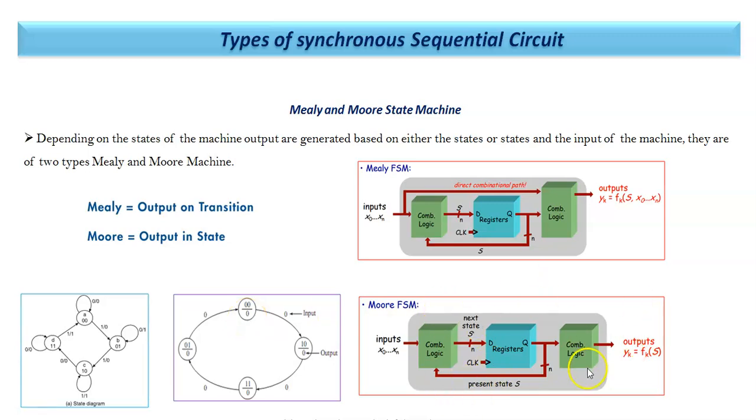Now how is it explained in the diagram? This is the combination circuit, this is the memory component, and this is the output. So my output depends upon the present state only. On this side, input is given, the combination circuit is there, and this is the register. So the next state will be obtained depending upon the present state. This output depends upon the present state only. That is what Moore is.